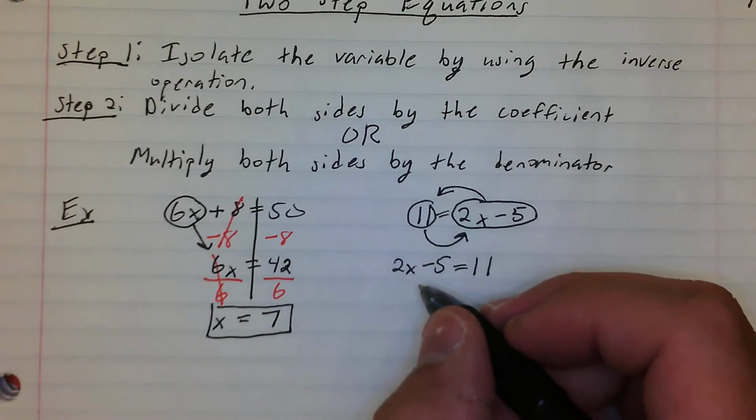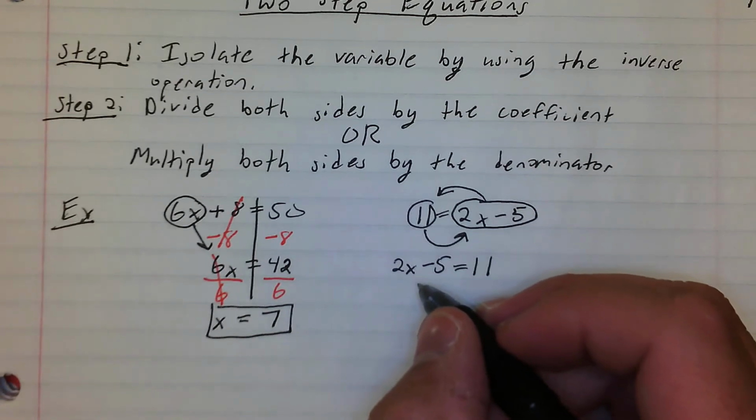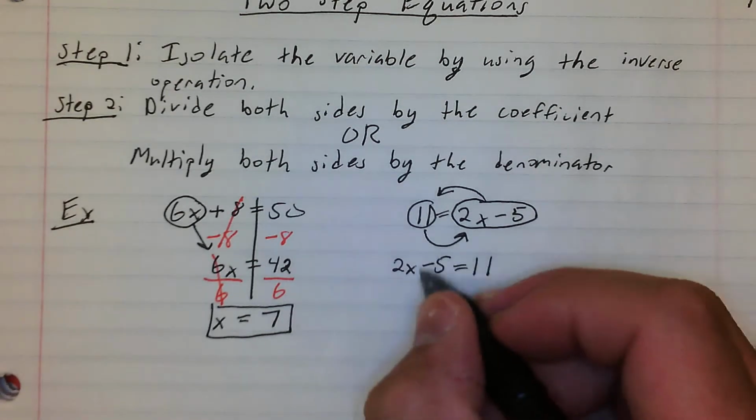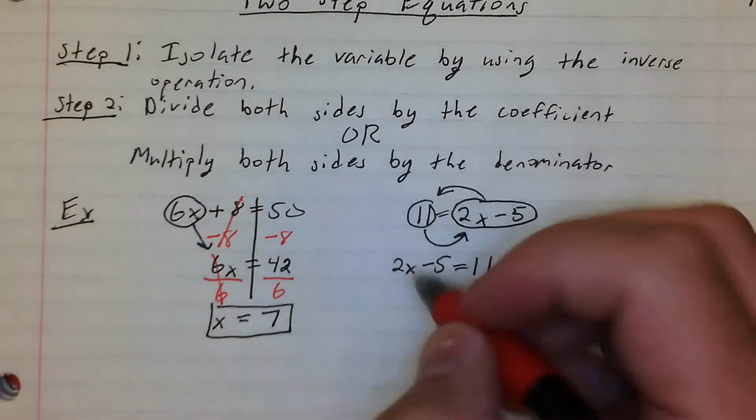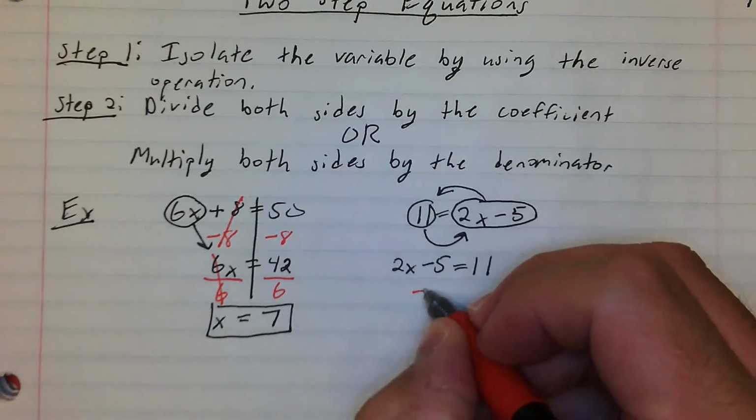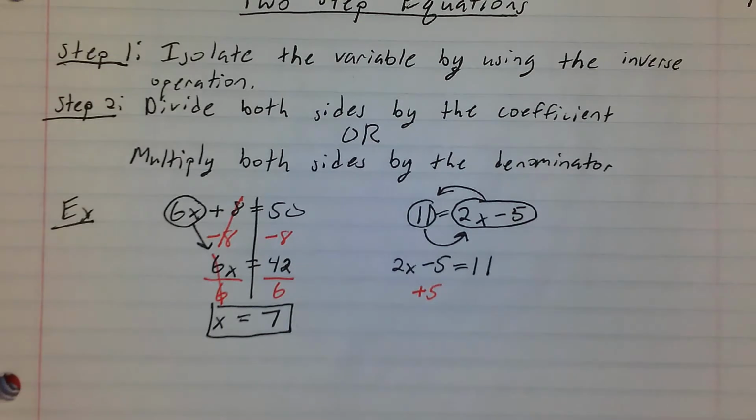Now, from here, same idea. What did you learn first? Addition and subtraction. So we're going to work with the addition and subtraction first. So to get rid of the negative 5, I'm going to do the opposite, and I'm going to add it.